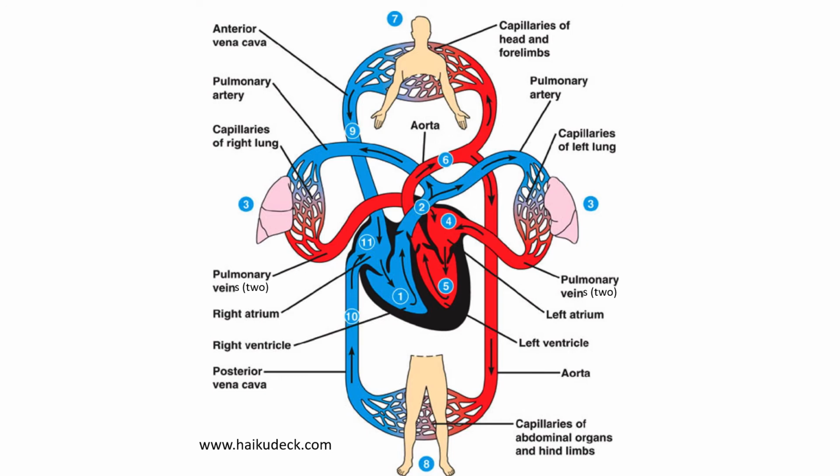Blood will come back through the posterior or inferior vena cava, 2 names for the same thing, and also through the anterior or superior vena cava, back into the right atrium, which is number 11. And then the blood is going to be pushed by the contraction of the right atrium into the ventricle. And to do that, of course, the blood has to pass through the right atrioventricular valve. And then this whole process starts over.